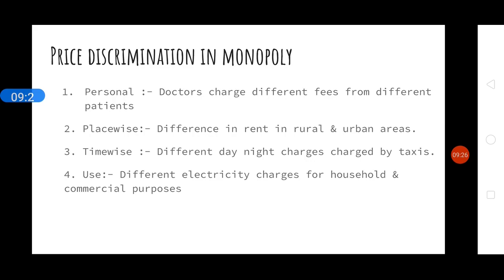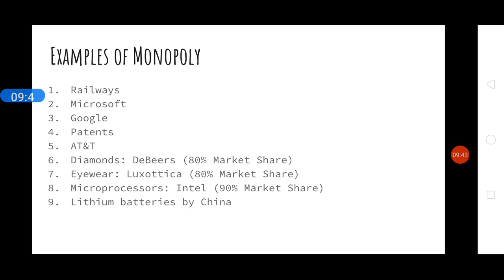Use-wise: different electricity charges for household and commercial purposes. We all know that for households the unit charges are different, and for industries the unit charges are different. This is also one of the examples of price discrimination in monopoly.